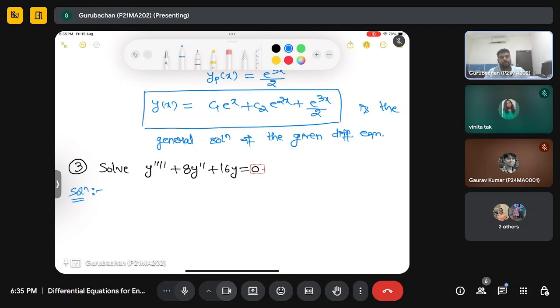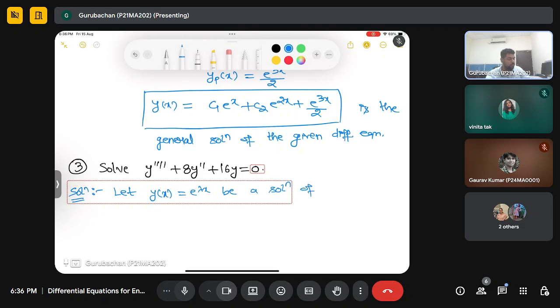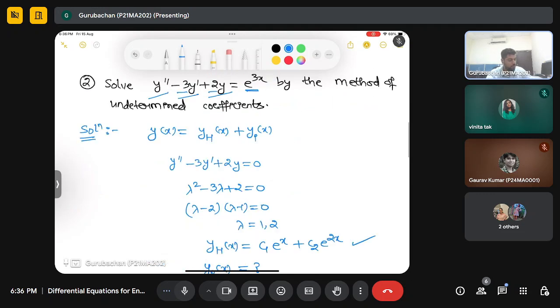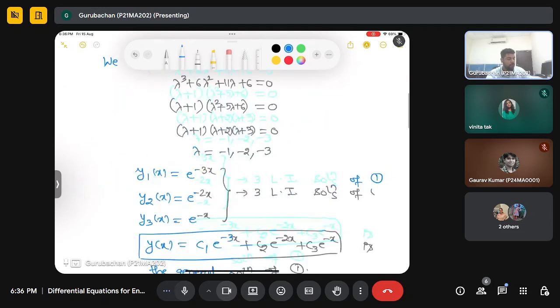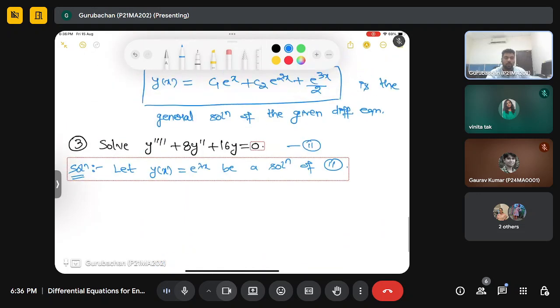Any answers? So we will follow the same approach. Let y(x) = e^(λx) be a solution of this equation, which I will name equation number 2. So let it be a solution of this equation number 2.